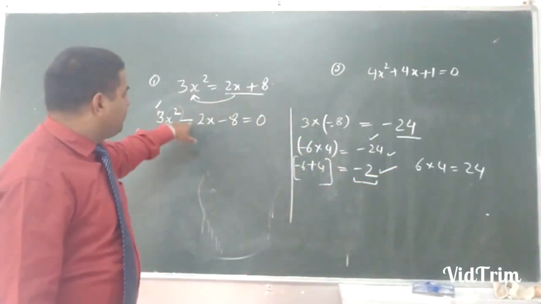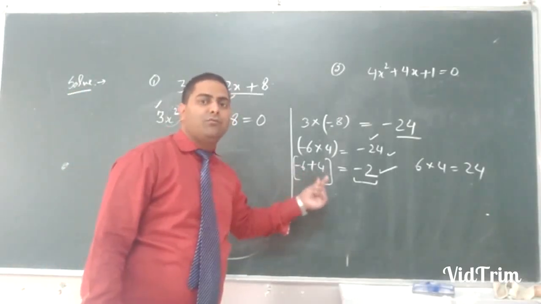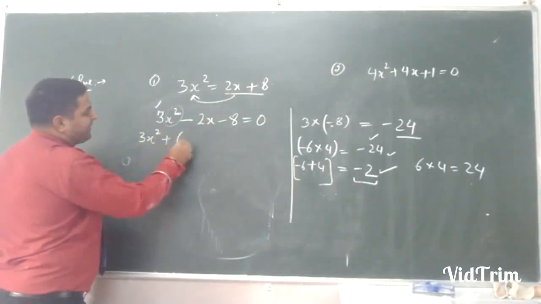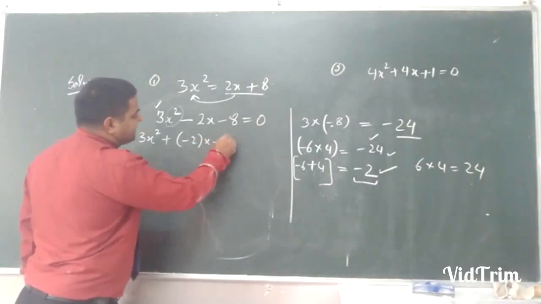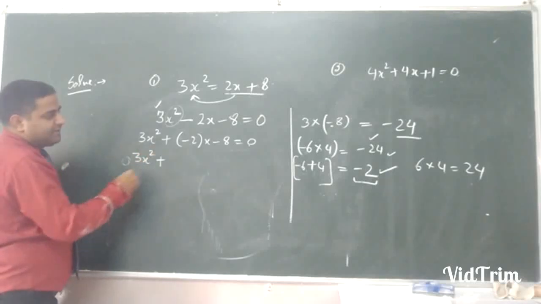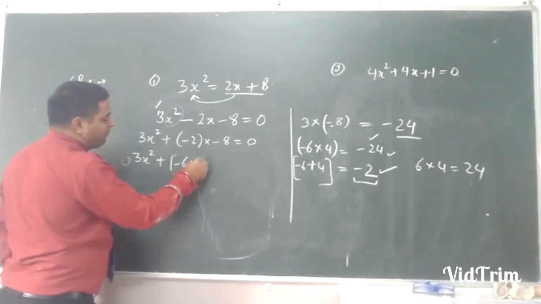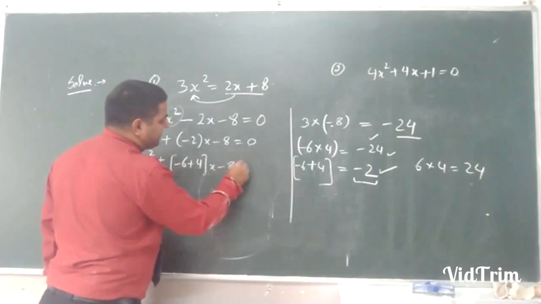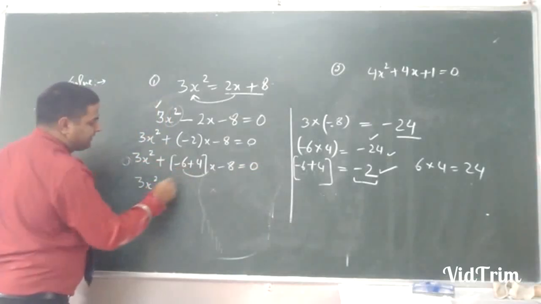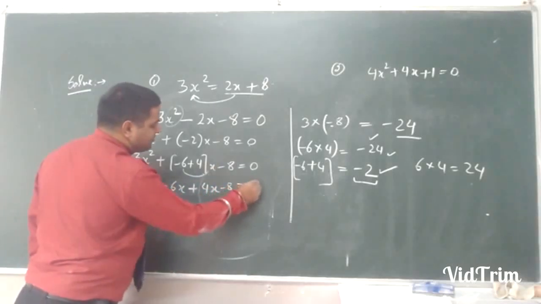So the middle term, minus 2, should be replaced with minus 6 plus 4. Right? First we just modify it, 3x square plus minus 2 into x minus 8 equals to 0. So it comes 3x square plus, in place of minus 2, now we write minus 6 plus 4 into x minus 8 equals to 0. So it's 3x square, open the bracket, minus 6x plus 4x minus 8 equals to 0.